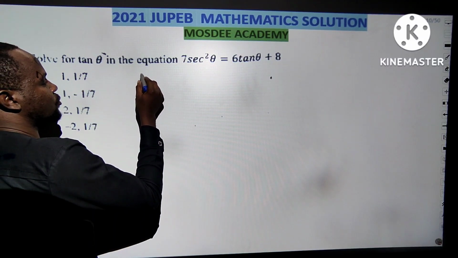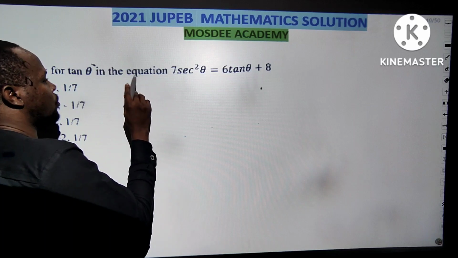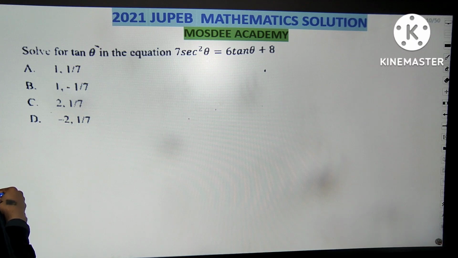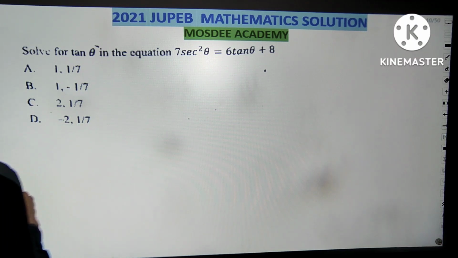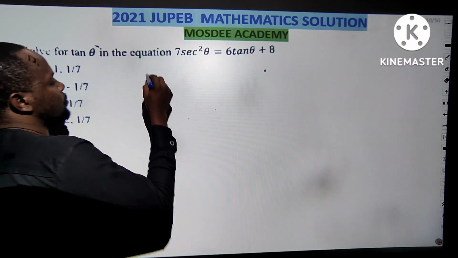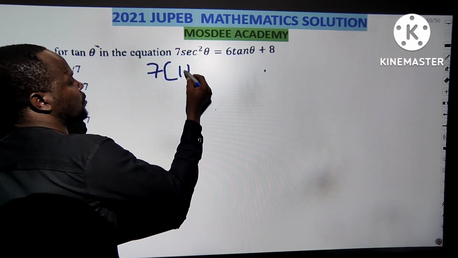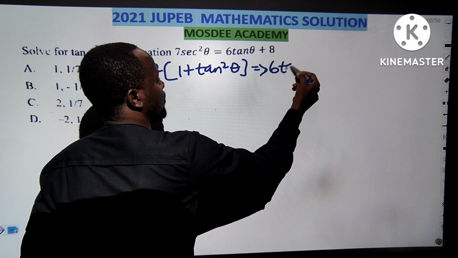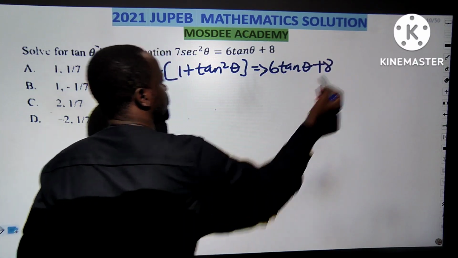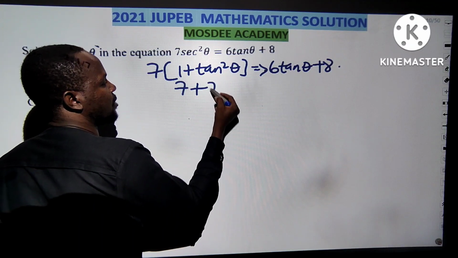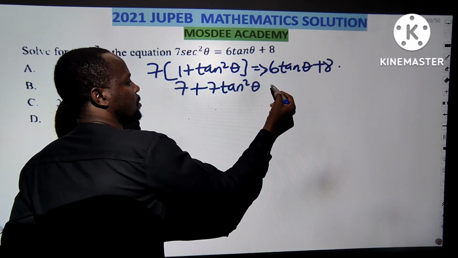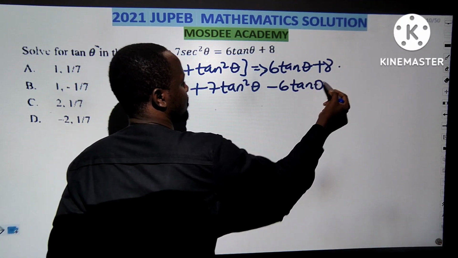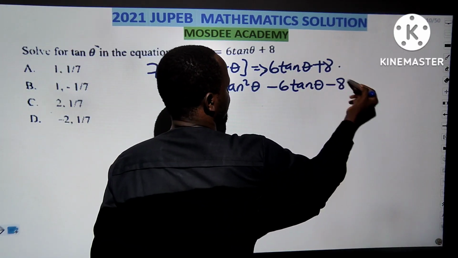Sec squared theta is equal to 1 plus tan squared theta. That is what I want to use here. If I'm using that, I should be able to say 7 open bracket 1 plus tan squared theta close bracket is equal to 6 tan theta plus 8. I just hope I can use a shortcut. 7 times 1 is 7 plus 7 tan squared theta. Then I have minus 6 tan theta minus 8 is equal to 0.